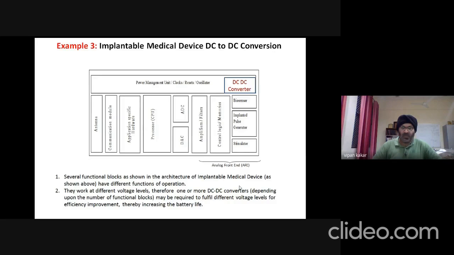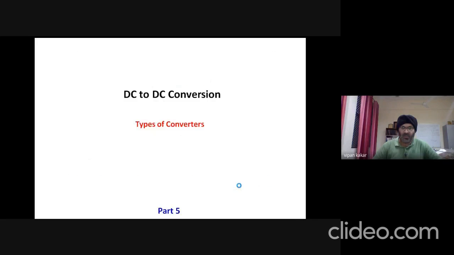So now I think you have understood the usefulness of DC to DC converters, their basic principle, requirements, and the purpose for which we want to have DC to DC converters. Once you know this, the next part we will start with the technical details of different types of converters.